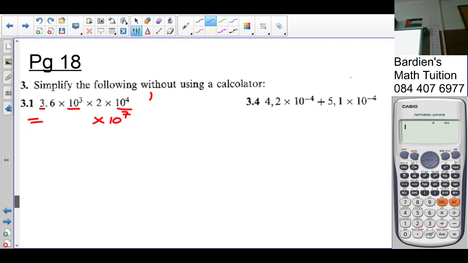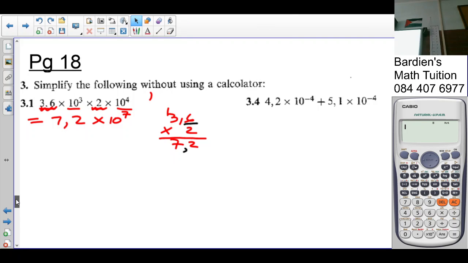But this here will be 3.6 multiplied by 2. Not so? It's 3.6 multiplied by 2. That's going to give you 2.5, carry 1, that's 6, 7. How many digits after the comma? 1, so it's going to be 1. So that's 7.2 times 10 to the 7. Okay? Any confusion there? No. Okay, let's look at the next one.